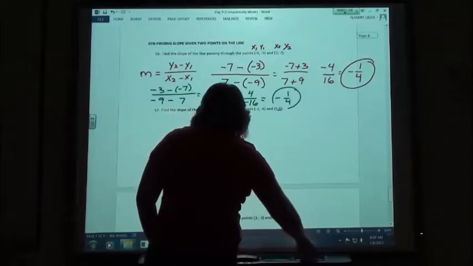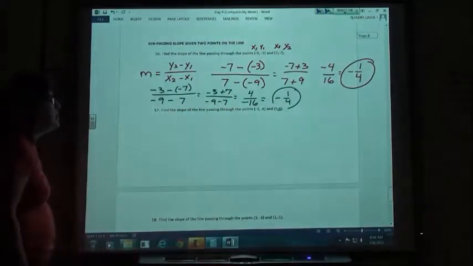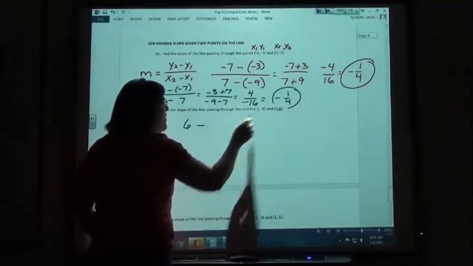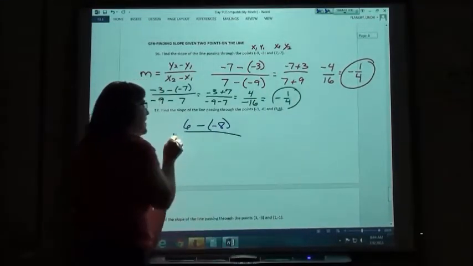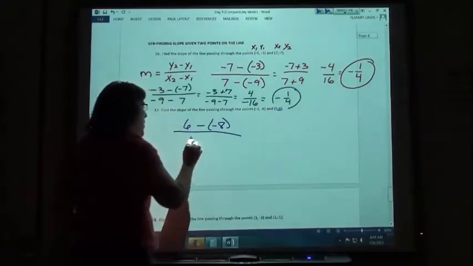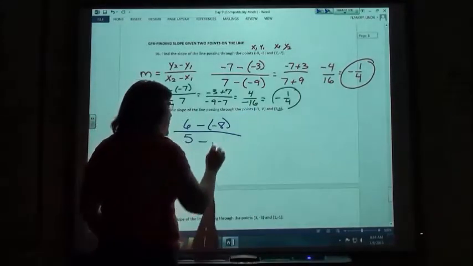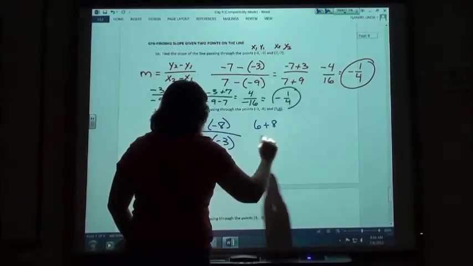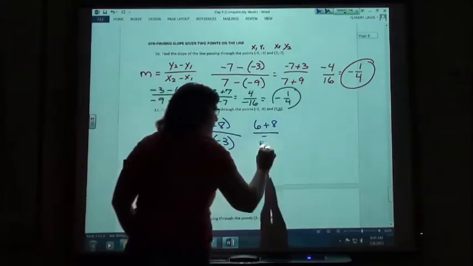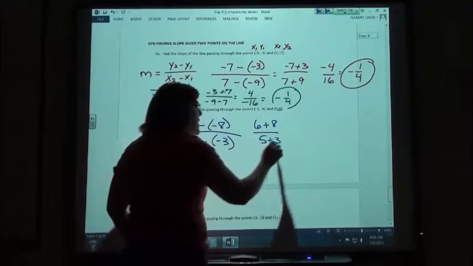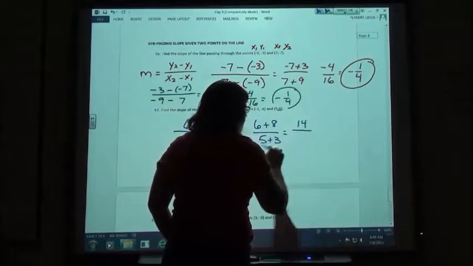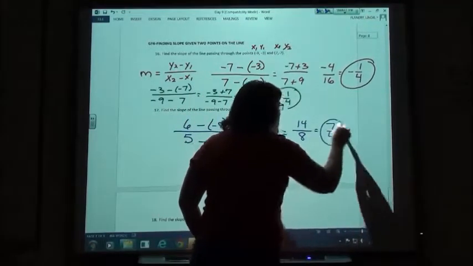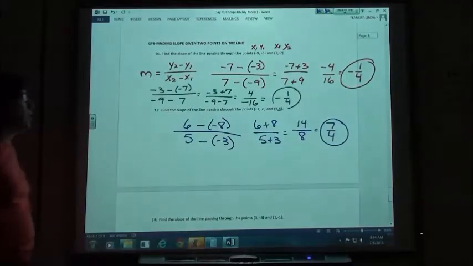So on number 17, if I'm going to find the slope of the line, the y value from point 2 is 6 minus the y value from point 1, which is -8, over the x value from point 2, which is 5, minus the x value from point 1, which is -3. So I'm going to have 6 plus 8 over 5 plus 3. 6 plus 8 would be 14. 5 plus 3 is 8. I can reduce that down. So 7/4 is going to end up being my slope.